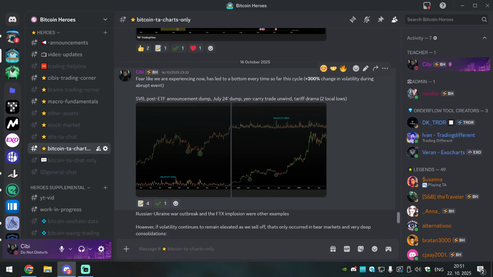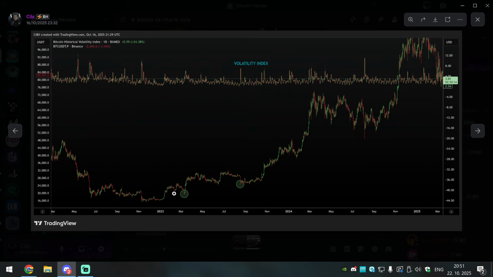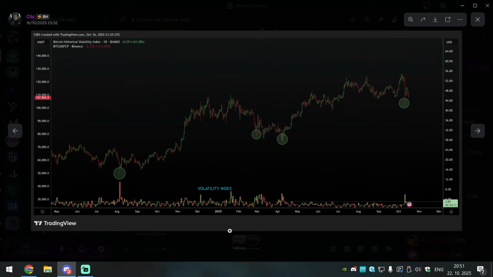Yes, and we can see fear like we are experiencing now has led to a bottom every time so far this cycle. SVB, post-ETF announcement dump, July 2024 dump, yen carry trade unwind, tariff drama. Each time, look at these big spikes in the volatility in the history. They were bought. The fear in the bull market is getting bought because this is the biggest opportunity for you for trend continuation. Here, volatility, this is September, this is 2024. Oh yeah, this is earlier. And same thing again, these large spikes were bought.